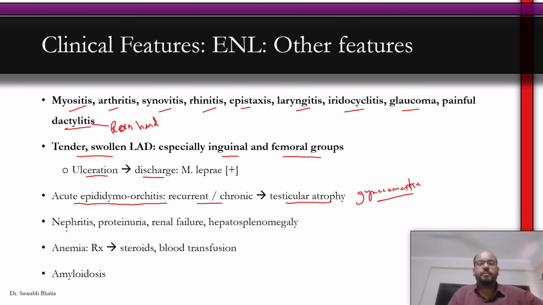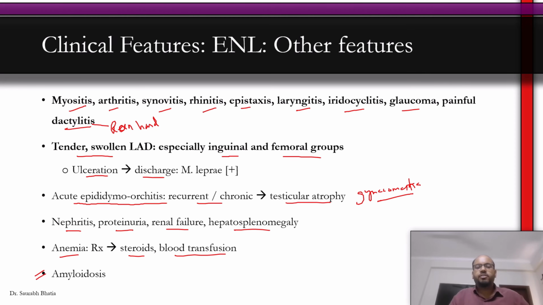Kidney involvement is by nephritis, proteinuria, renal failure. Liver is involved in the form of hepatosplenomegaly. Anemia can happen either because of chronic inflammation, as anemia of chronic disease, or because of malnutrition, or because the increased inflammation takes a toll on the liver, which is not able to secrete enzymes and proteins required for proper hematopoiesis. Clear? The treatment is to give steroids, and if it is severe, blood transfusion has to be considered.